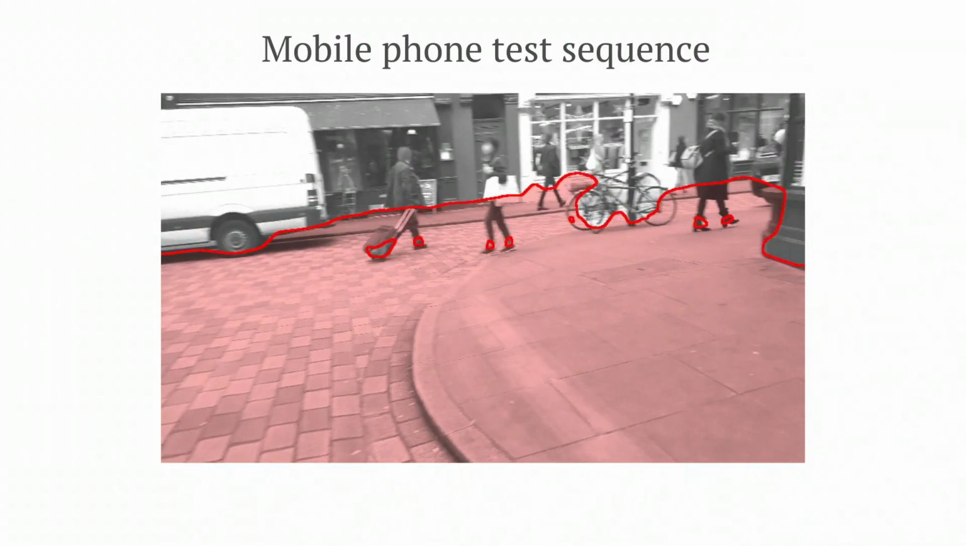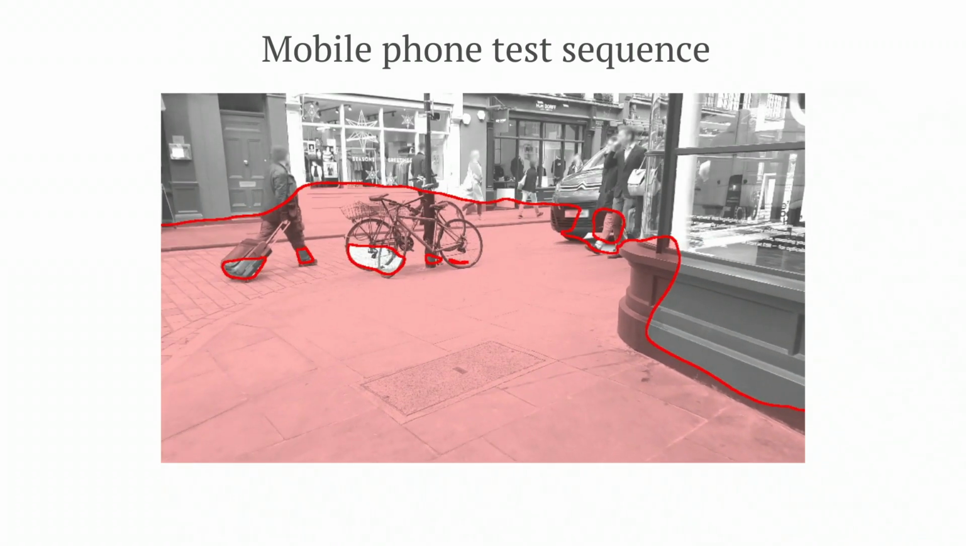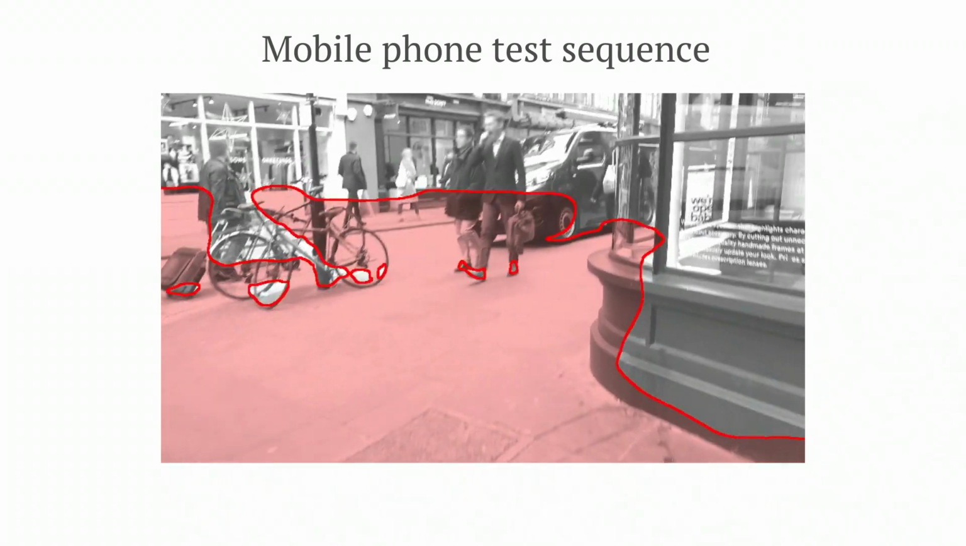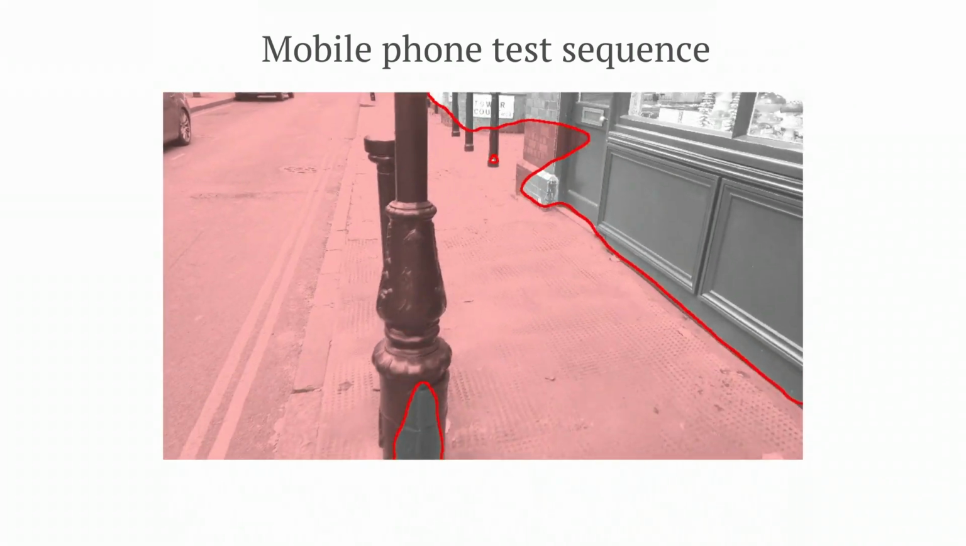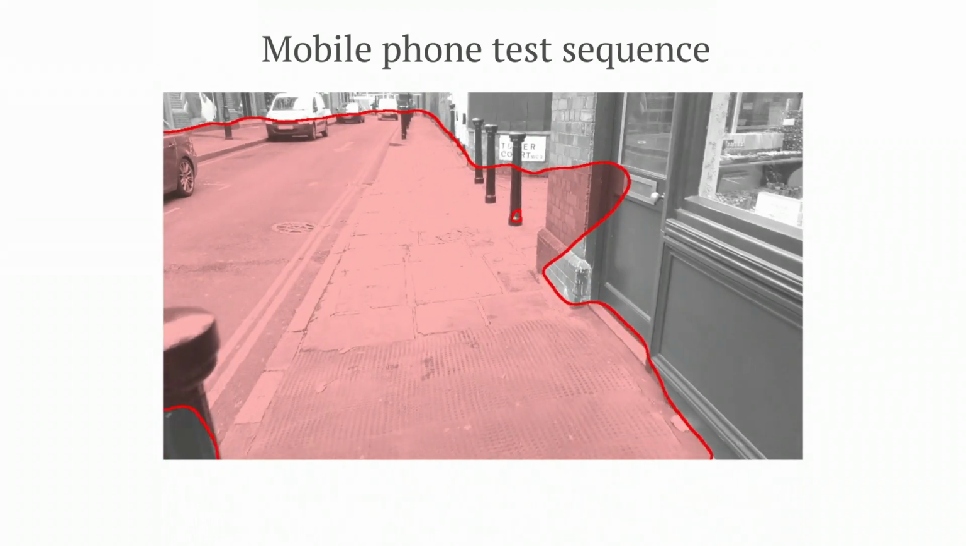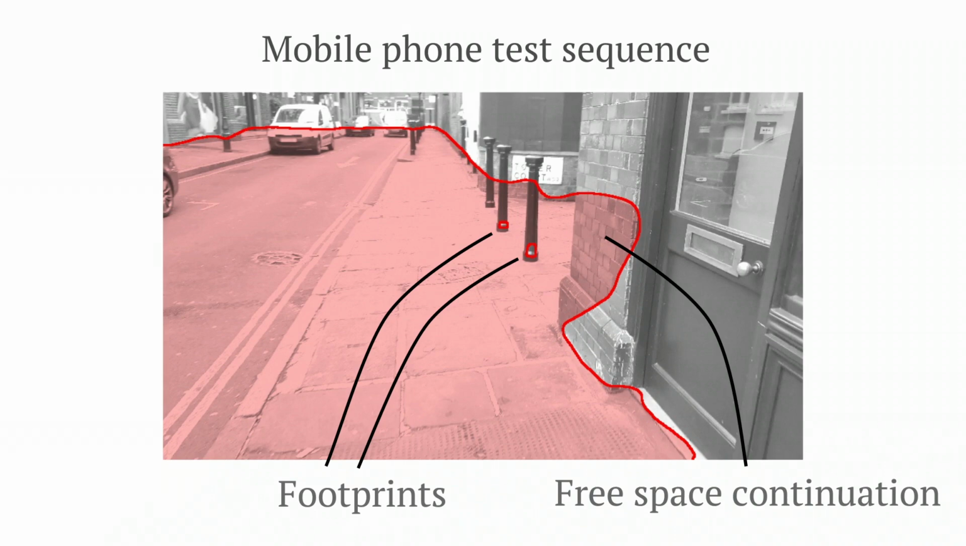Here, we show predictions from our model trained on our own handheld stereo dataset. These test sequences were recorded on a different day to the training data, filmed on a mobile phone. Again, we see how our model predicts object footprints and also free space, here estimating the continuation of the footpath around a corner.